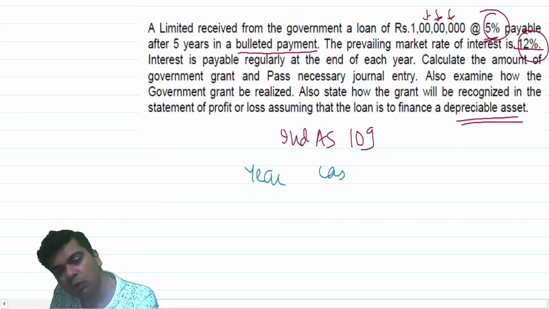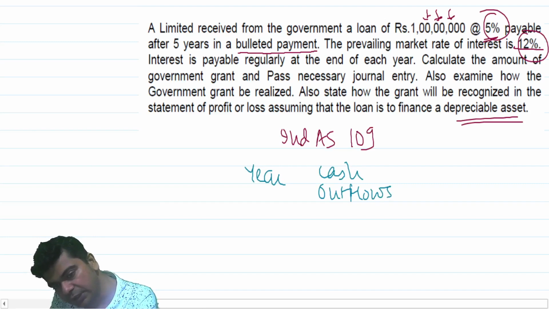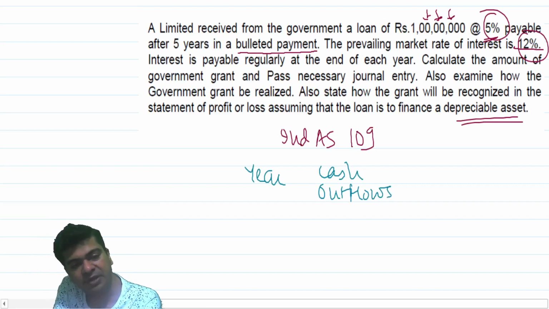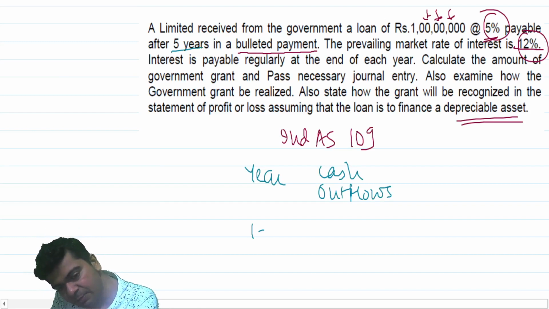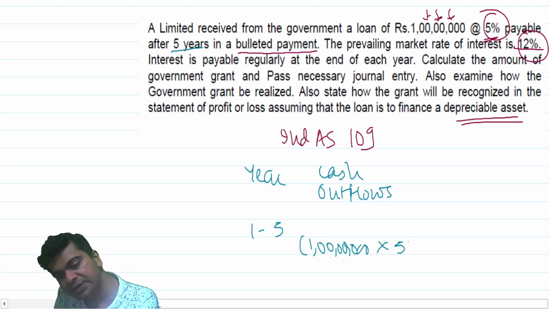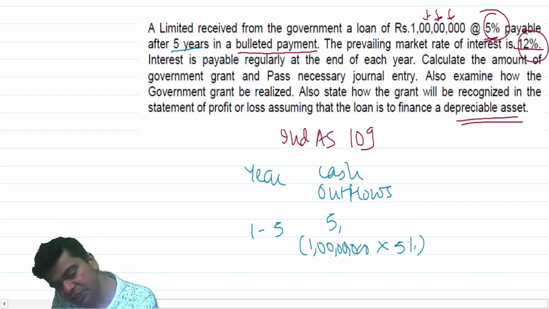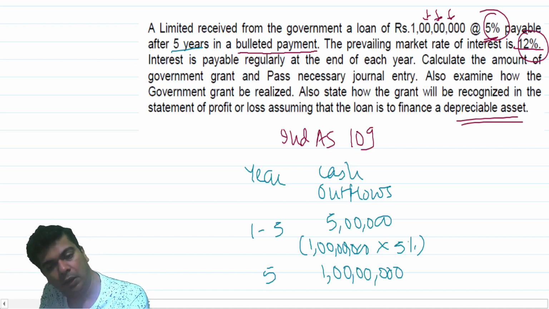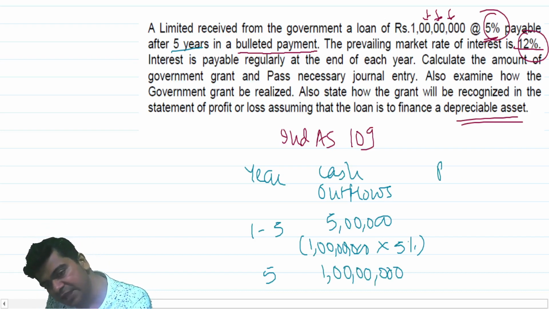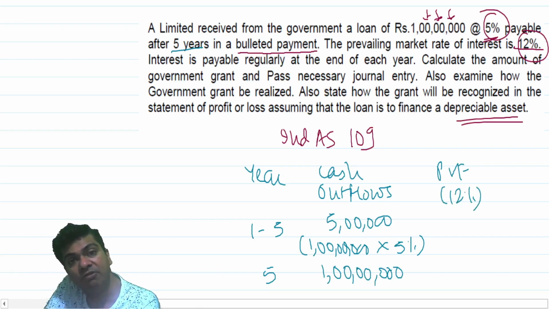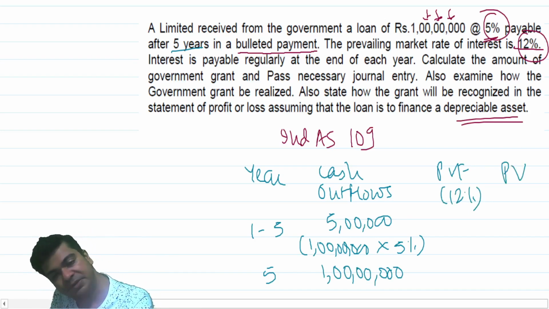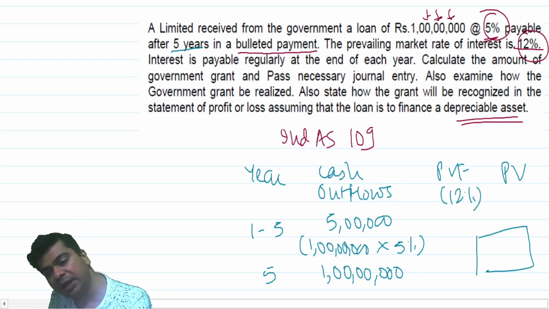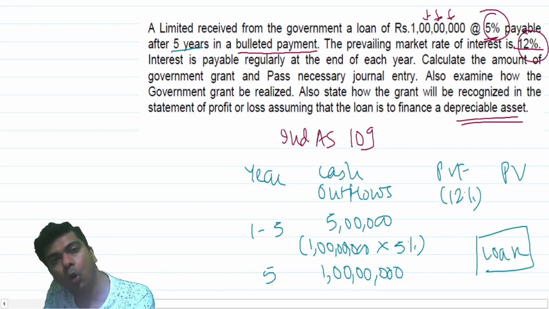Year wise, I will find out what are the cash outflows. Understand? The loan is for 5 years. For 5 years, I will pay interest. My loan is for 1 crore and the government has given me at 5%. Hence, my cash outflow will be 5 lakhs. And in the 5th year, this 1 crore is required to be returned back. So these are my cash outflows. These cash outflows should be discounted at the prevailing market rate of interest, and I should work out the present value. Whatever answer you are getting as the present value, that is the amount of the loan.